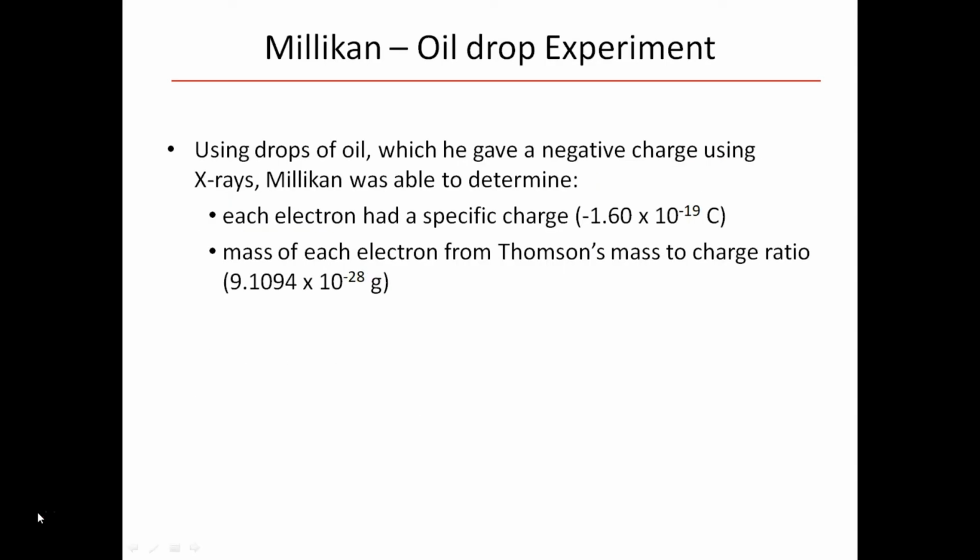One of the contributors that used Thomson's work was Millikan. Millikan's work was important because he was able, using drops of oil with a negative charge, to determine the charge on each electron, and also from the mass to charge ratio to get the mass of an electron. And as we can see, both of these are very tiny values.